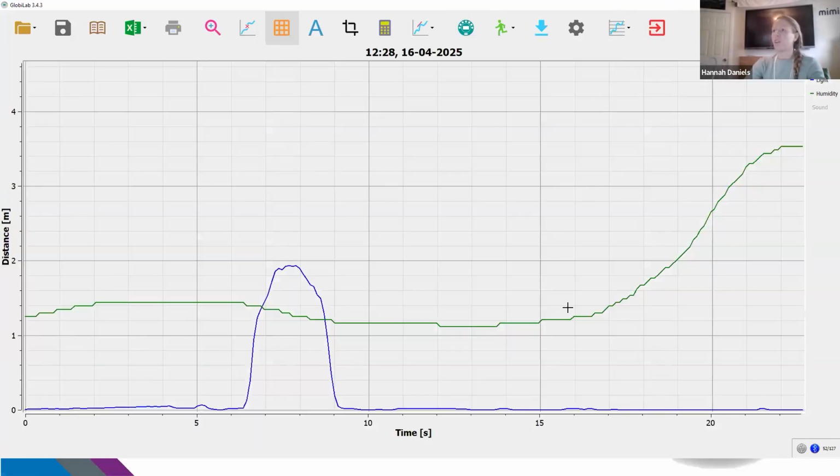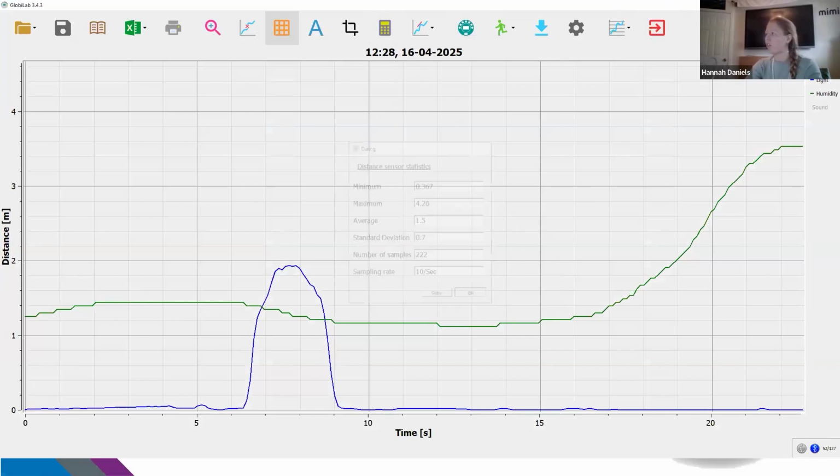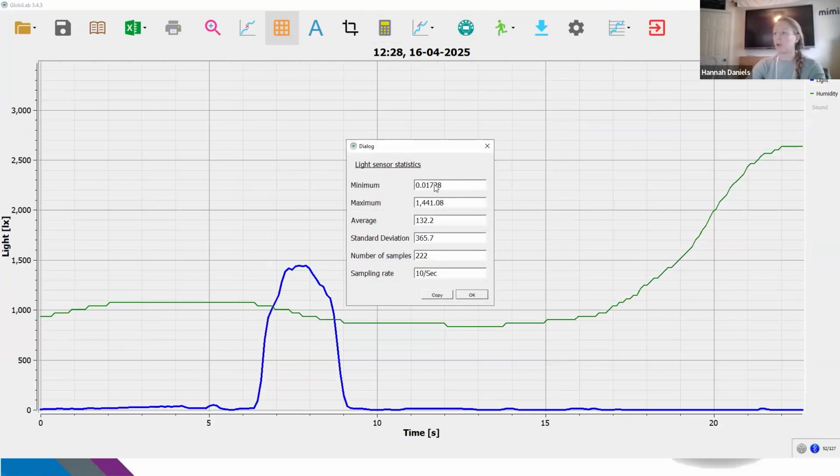But what we can do is just click on this little calculator here at the top, and it will tell me, here's my minimum data value. And this is looking at the distance. So let me actually select one of my other ones. I'll look at light here. So now I can see the minimum for light, the maximum, my average, my standard deviation. There's my number of samples. And I can have it do all of that for me.